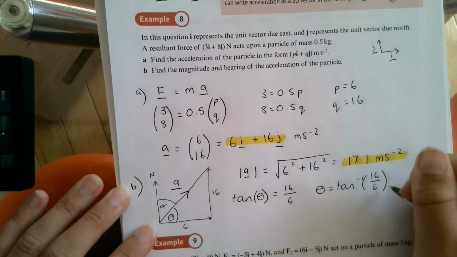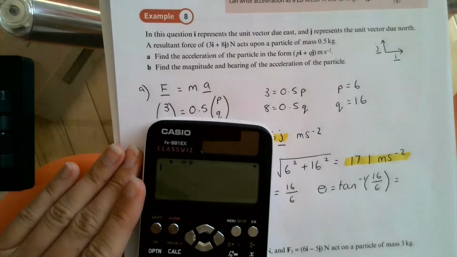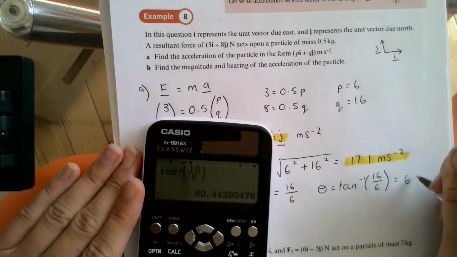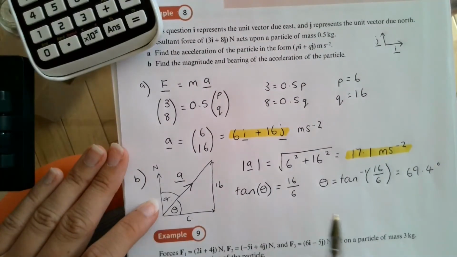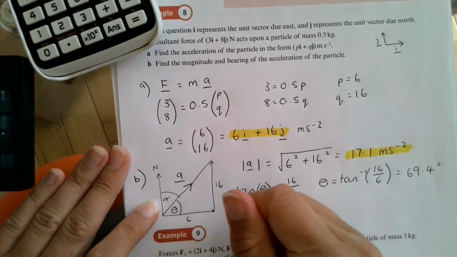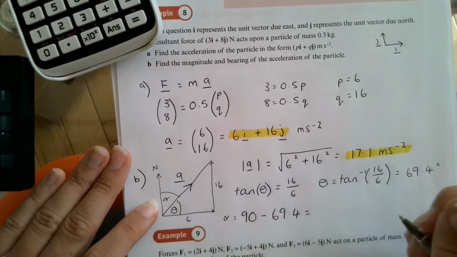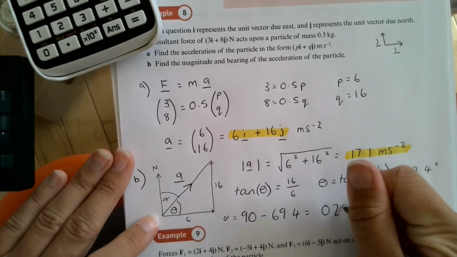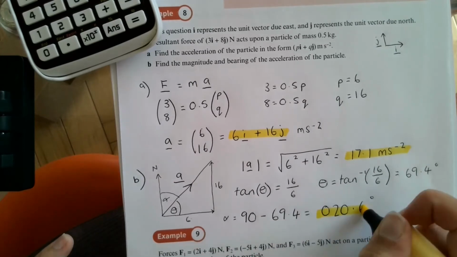If you can't follow this, you might need to have a flip back to GCSE trigonometry work to remember how to find these angles. So I'm doing inverse tan of 16 over 6, which is going to be 69.4 degrees. And then that's not our answer because I want to find out what alpha is going to be. So alpha is equal to 90 take away that 69.4, which is going to be 20.6. But remember, we need to put a 0 in front of that because bearings must be three figures. So that is my bearing of the acceleration.